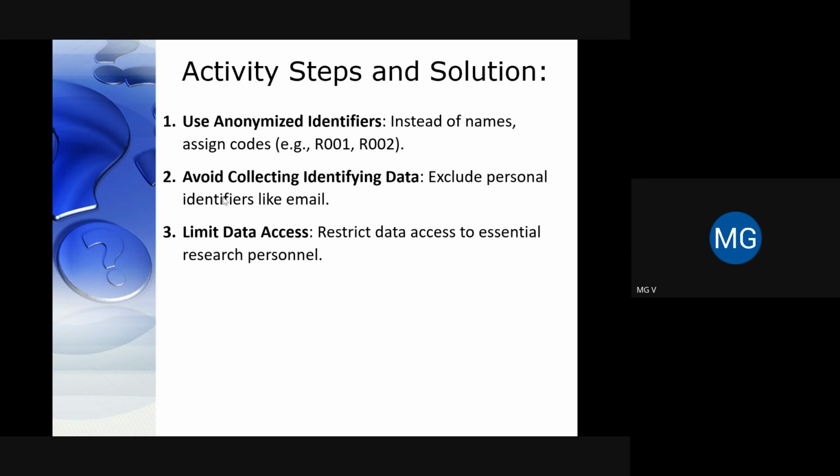Clear? Even if you gather email IDs for some other purpose, say you want to send more emails to them, you should keep them safely so that the information remains with you only and will not be used for any purpose other than the research you are undertaking. Right? Limited data access: you can restrict data access to essential research personnel. Ensuring anonymity protects respondent privacy, encourages honest responses, and supports compliance with data protection standards.